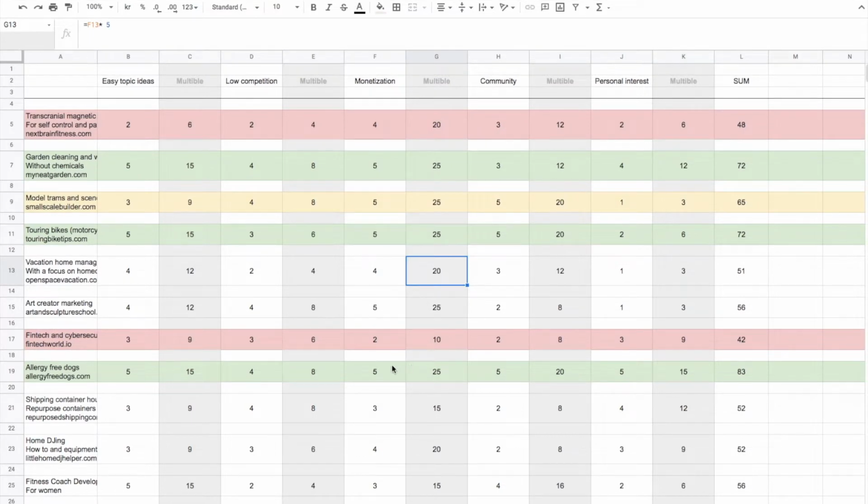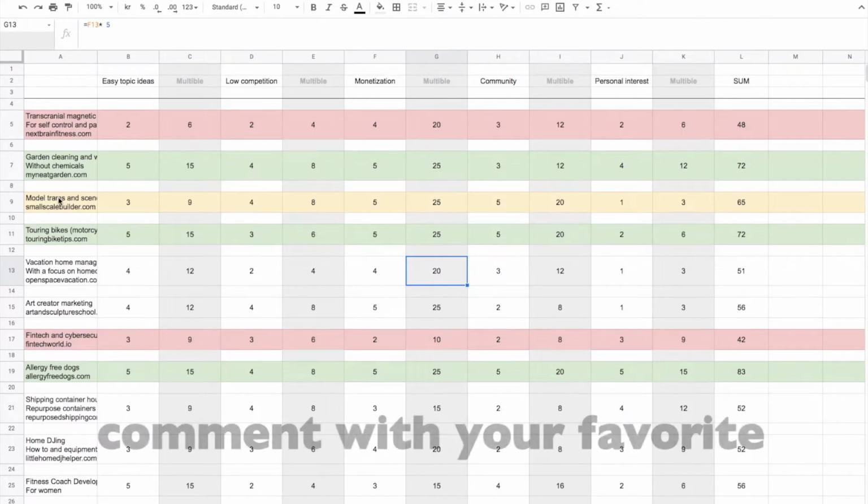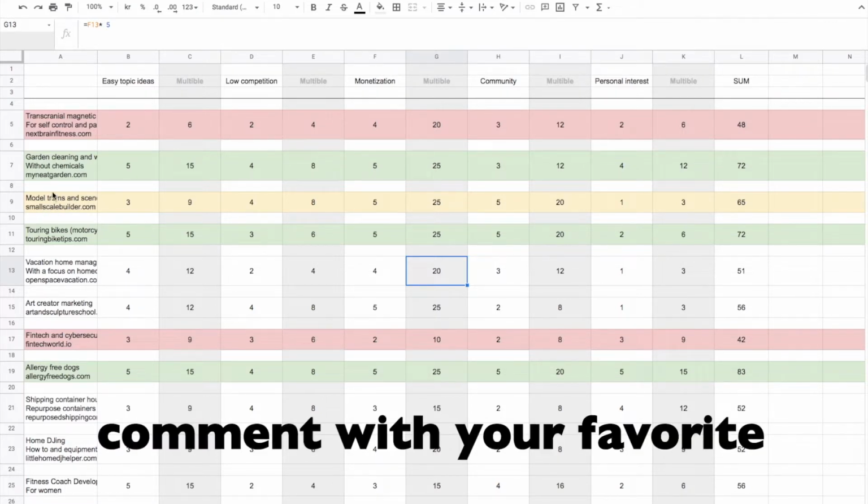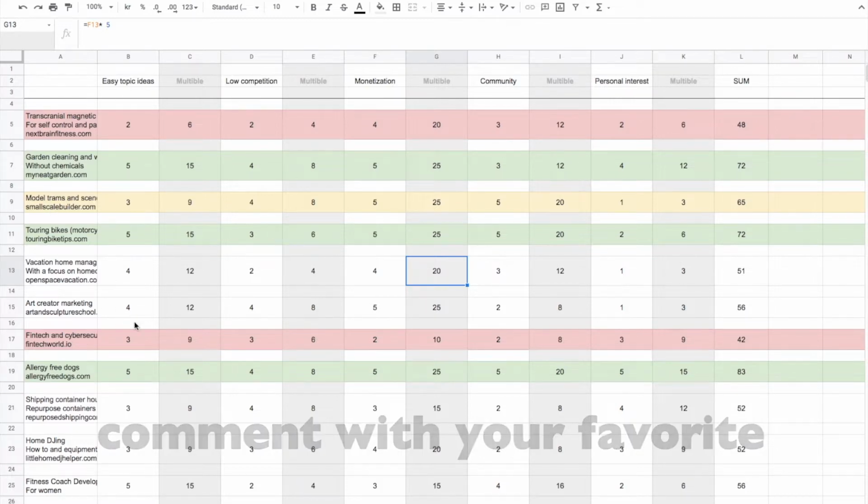So this decision matrix chose the allergy-free dogs thing. Touring bikes and gardening came high as well. Which one would you choose? This is going to be a case study going forward, so you can follow along and see how successful this decision matrix really is.